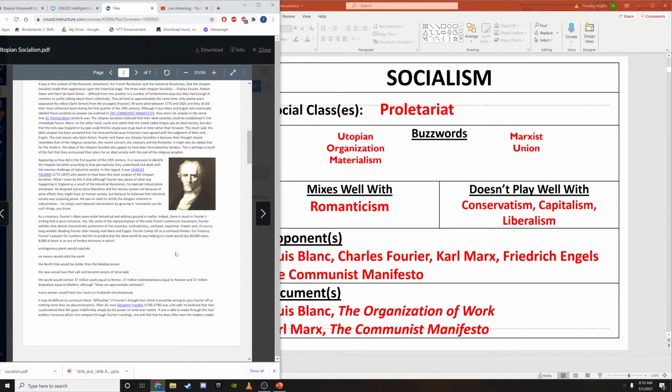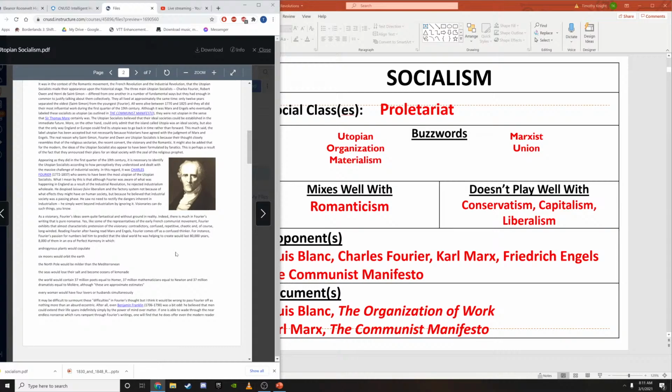As a visionary, Fourier's ideas seem quite fantastical and without ground in reality. Indeed, there is much in Fourier's writing that is pure nonsense. Yes, like some of the representatives of the early French communist movement, Fourier exhibits that almost characteristic pretension of the visionary: contradictory, confused, repetitive, chaotic, and of course, long-winded. Reading Fourier after having read Marx and Engels, Fourier comes off as a confused thinker.